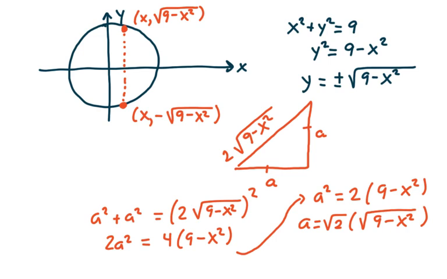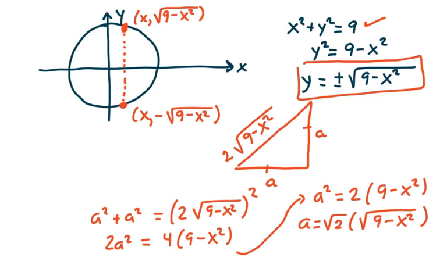Now, the equation of a circle centered at the origin with radius 3 takes on the form x squared plus y squared equals 9. If I solve for y in terms of x, I get y equals plus or minus the square root of 9 minus x squared. Okay? Now, if we look at this point on the circle, it's going to be of the form x, positive square root of 9 minus x squared, because that point is in quadrant 1.